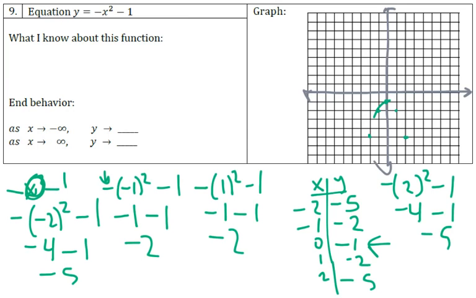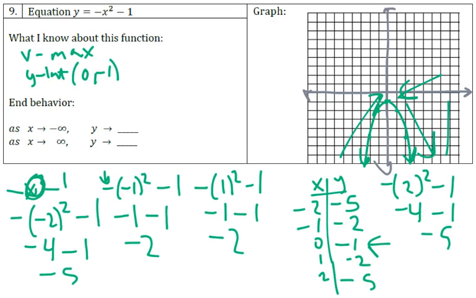Okay, we can see how our graph looks. So at our vertex, we've got a maximum, and you could write that. If we don't have any x-intercepts, we have a y-intercept at 0, negative 1. We've got the maximum. We can say increasing, decreasing. It's always negative. But let's think again about end behavior.